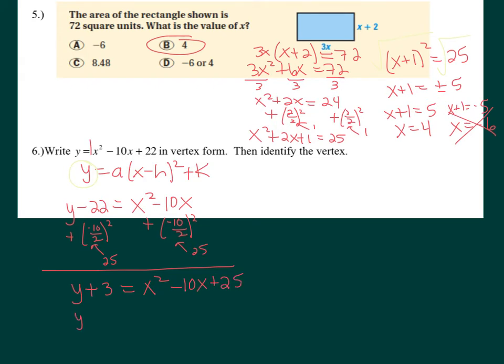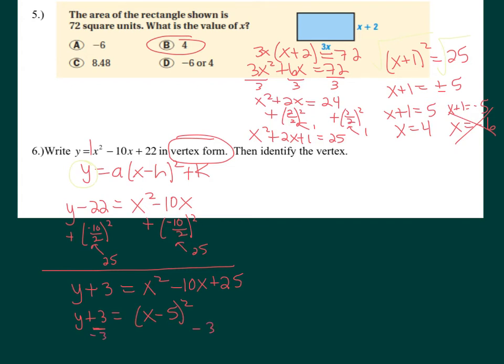Well, now we can factor that right-hand side and rewrite it as x minus 5, the quantity squared, because it'd be x minus 5 times x minus 5. And I've successfully completed the square. They want me to write my equation in vertex form. I'm pretty close to vertex form. The problem is this plus 3. I need it to just be y equals. So I'm going to subtract 3 to move it to the other side.